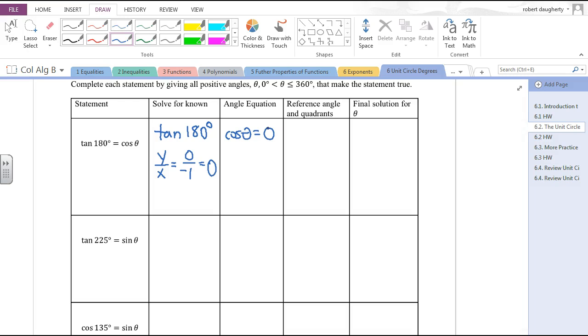Does it happen both places? Yeah, so I've got an x coordinate of 0 at 90 and 270. So that tells me that this happens at 90 degrees and 270. So this turns into, where is x equal to 0 on the unit circle? X was equal to 0 at 90 degrees and 270 degrees.